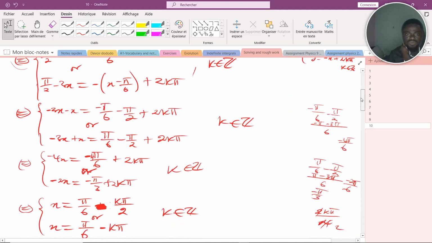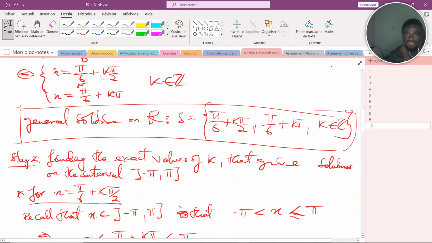After finding the general solution, you have to find the exact values of k that will give the solutions on this interval. This was our general solution. You take this first one for x being equal to this general solution. You find the values of k that you need to substitute inside here for you to find the values that satisfy this interval. And how do you find it?